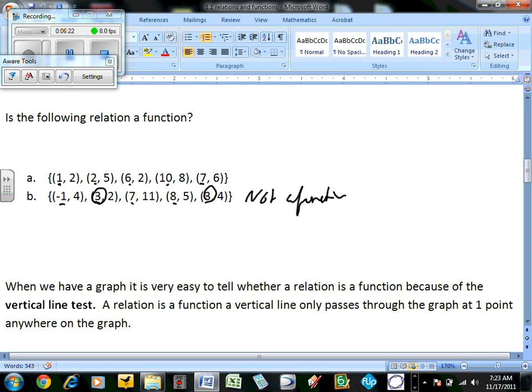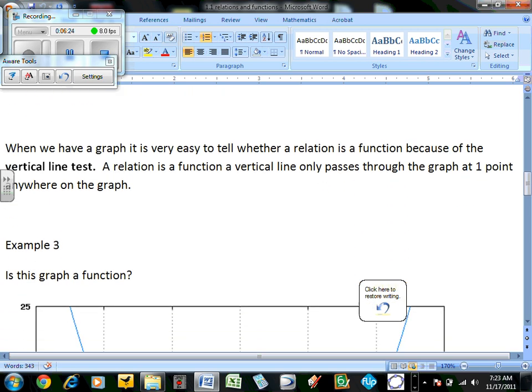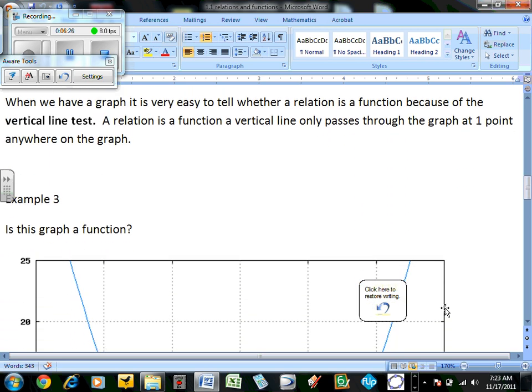All right. When we have a graph, it's very easy to tell whether a relation is a function or not by the vertical line test. I know for a fact now that I teach algebra that you had this in Algebra 1. If it's a function, a vertical line drawn anywhere on that graph will only pass through that graph one exact time, because that tells you that you only have one y for each x value. But if it passes through it twice, that means you're going to have different y values for a specific x.